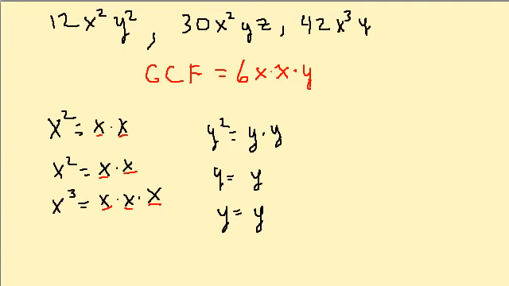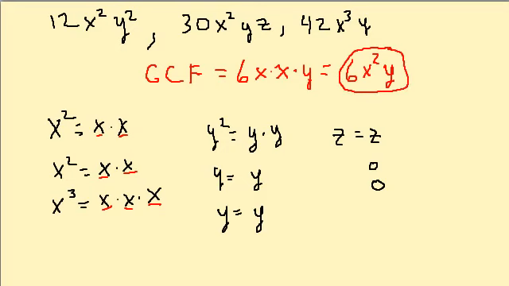Now let's look at the z. Notice z is just in this term here, 30x squared yz. So you notice the z appears once. In this one it appears 0 times, and in this one it appears 0 times. So the least amount of times it appears is 0, so we don't use the z any. So that gives us a greatest common factor of 6x squared y. And here's our greatest common factor.